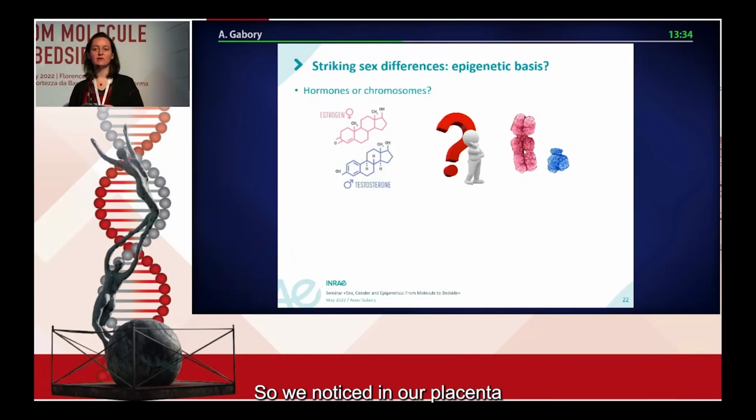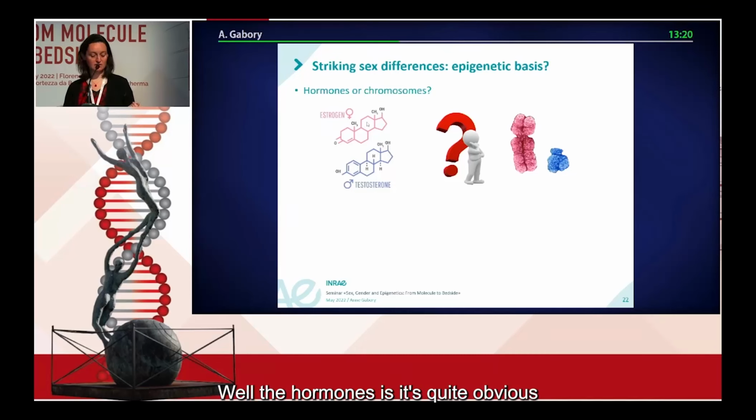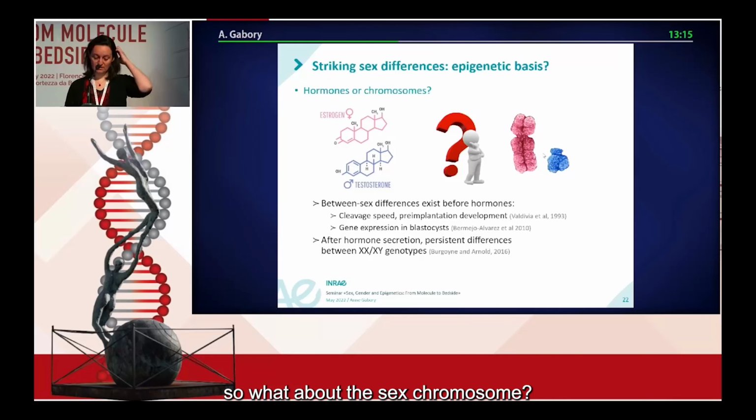So we noticed in our placenta there are striking sex differences. Male and female placentas in the same uterus do not react the same way to the maternal environment. Can it be due to hormones or to chromosomes? Well, the hormone effect is quite obvious. So what about the sex chromosomes? Actually, sex differences exist even before hormones. For example, the cleavage speed is not the same between male and female embryos, and there are differences in pre-implantation development.